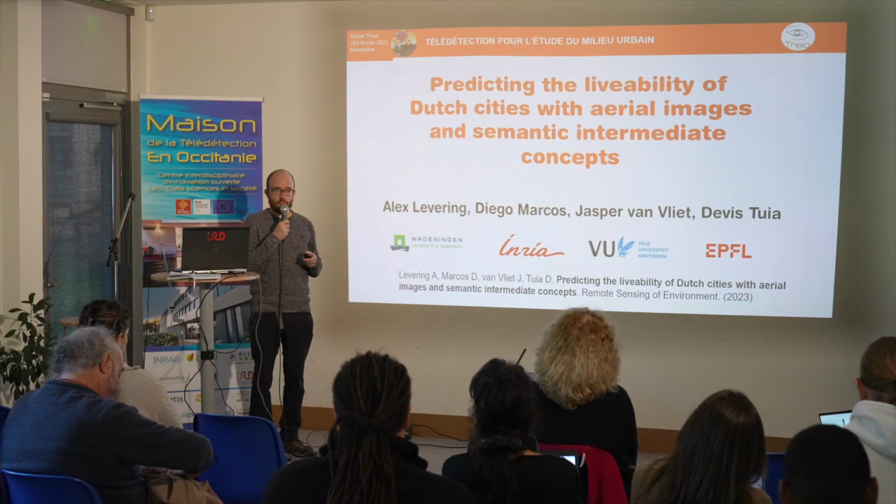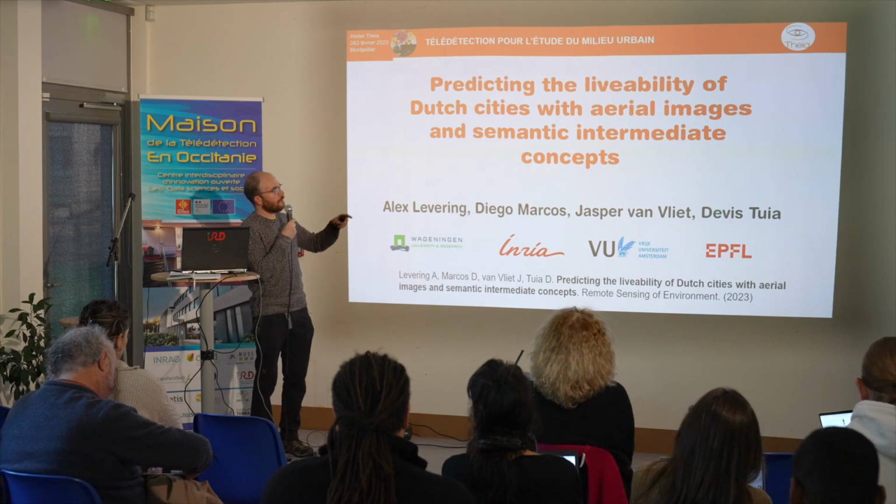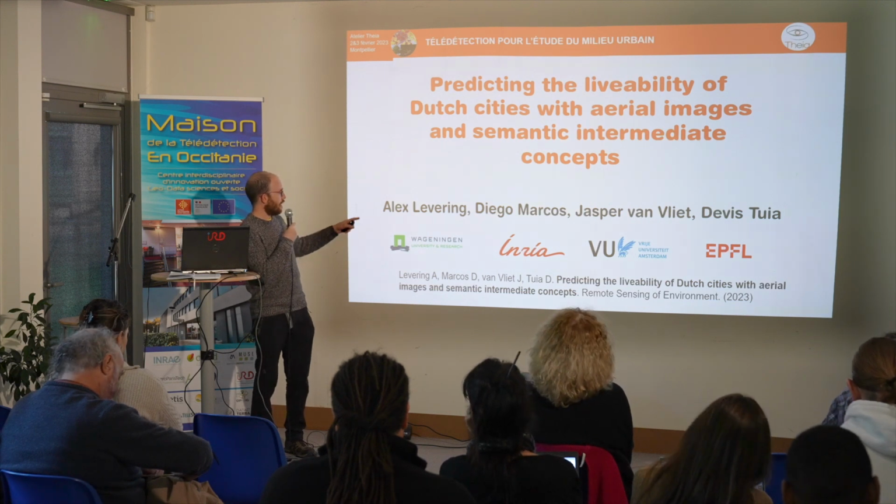So I will be talking about the prediction of livability in urban areas using deep learning and aerial images. The semantic intermediate concept is something I will explain briefly, but it's not really the main aspect of this work that I have done together with our PhD student Alex Levering, who is doing his PhD in Wageningen University in the Netherlands, Jasper van Vliet, who is in Amsterdam, and Davis Theia at EPFL in Switzerland.